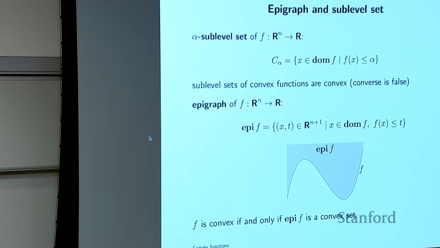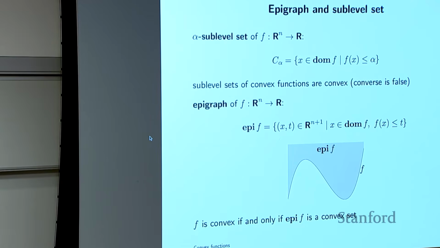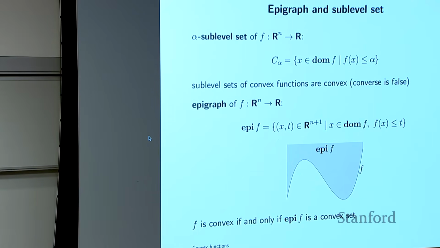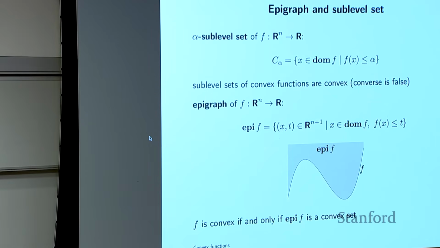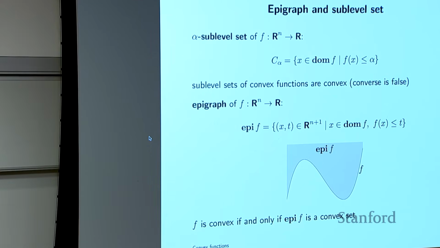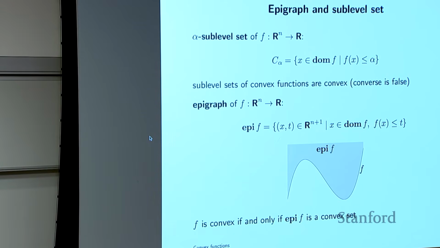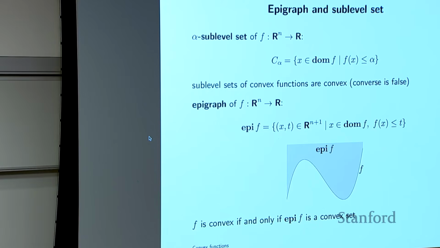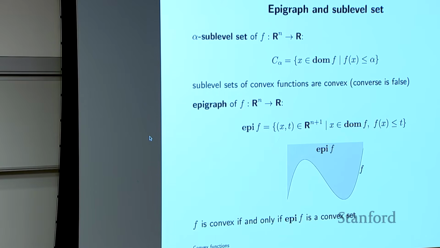It's everything that's bigger than or equal to the function value at that point, right? So that's the epigraph. And it turns out a function is convex if and only if epi f is a convex set. So that's actually the connection between the concepts of convexity of a set and convexity of a function. Okay? So, it's not that much here. But yeah, we're already getting close to interesting things.